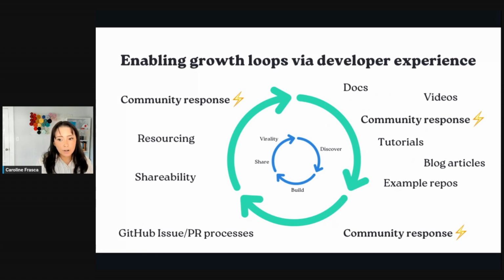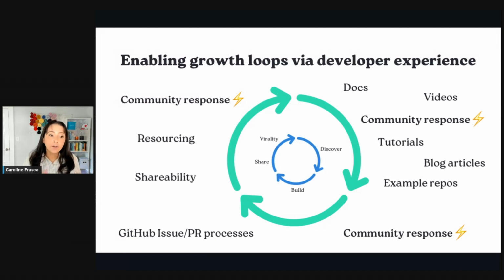In the discovery part of this loop, developer-focused content is super important. That includes docs, videos, tutorials, blog articles, example repos. Community response is important here for users who are just getting started and they're hitting their first roadblocks. In the build part of the loop, community response and effective GitHub issues and PR systems are critical because as developers start to really build with your tool, they're likely going to encounter features they wish your tool had or bugs that you might not even know about yet. This feedback is critical to ensuring that your roadmap is aligned with developer needs and interests.